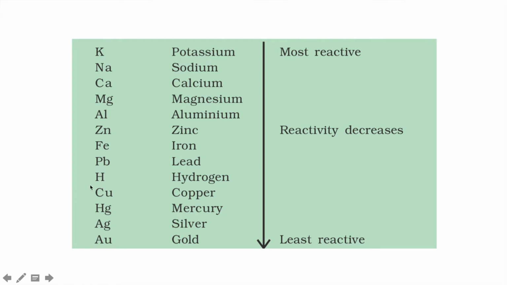For example, the metals above hydrogen can displace hydrogen from acids. The metals placed below hydrogen cannot displace hydrogen from acids like hydrochloric acid and sulfuric acid. All these points we will discuss in detail later. Now we are going to start the class on chemical properties of metals with reference to this reactivity series.